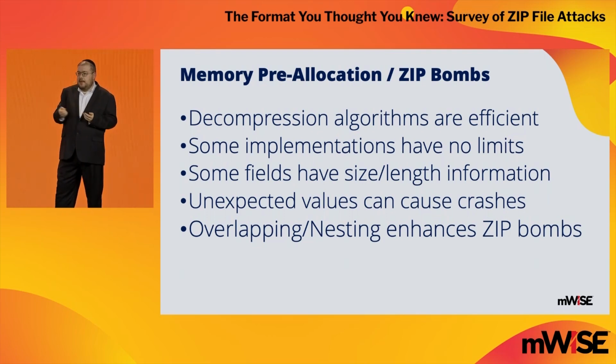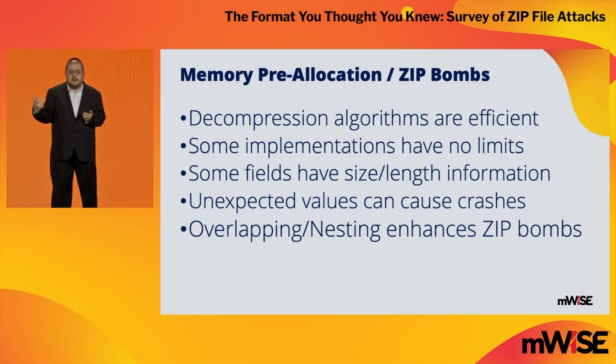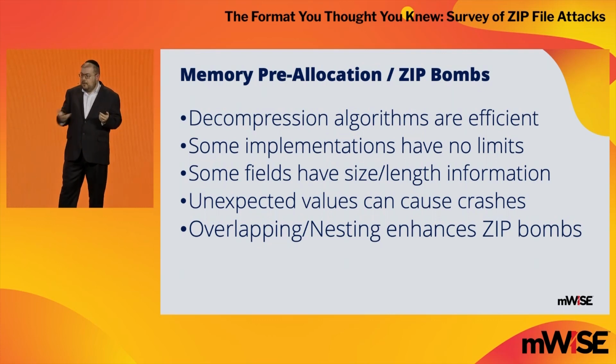It's the fact that a zip implementation, when it's extracting data, doesn't have any limits. It doesn't look at how much memory or how much disk is being consumed until it completely runs out of it. Or if it's using some sort of recursion, it doesn't have a limit on recursion. So some implementations don't have limits.